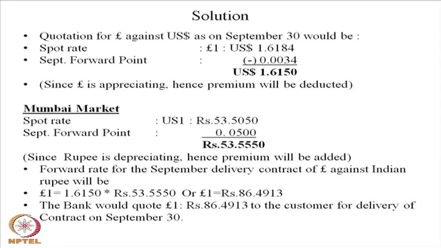Now, conversion will be just a cross currency conversion. So, 1 pound sterling will be $1.6150 and $1 will be 53.5550. So, multiplication of this will get 1 pound sterling will be 86.4913 rupee. This is called cross currency forward rate. The authorized dealer will quote this 86.4913 per pound during the month of September, and that will be the cross currency forward calculation.